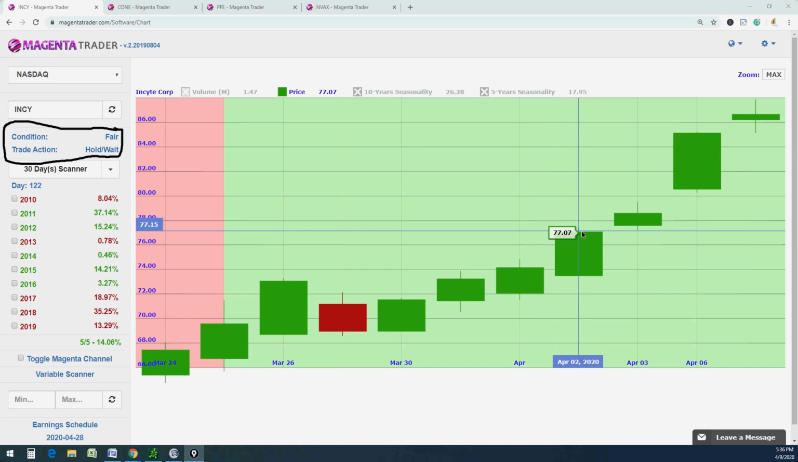And what this is also saying is the trade action for the day is if you were already in, just hold on to your trades. Notice what it's not saying. It's not saying place your stops. It's not saying sell. It's just saying hold on to your trades. And that's all you have to do.